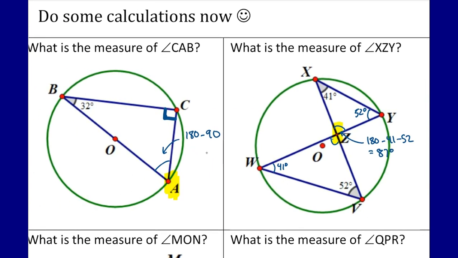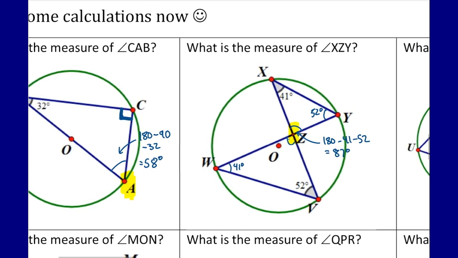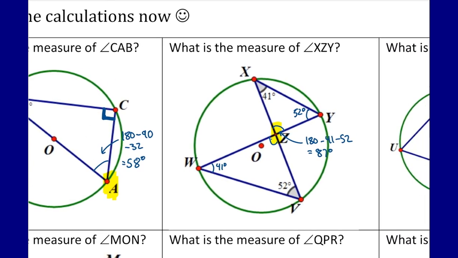It's not 32. Did the math wrong. It's 180 minus 90 minus 32 equals this angle, which is 58 degrees. So that's a little mistake on my end. Oops. So 58 degrees is angle A, going back. And angle Z or XZY is 87 degrees.